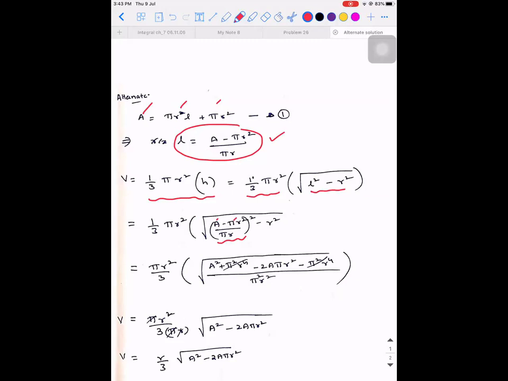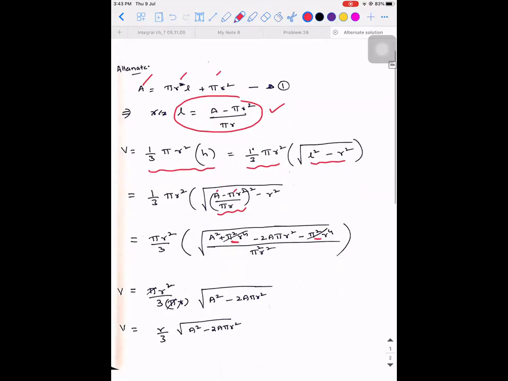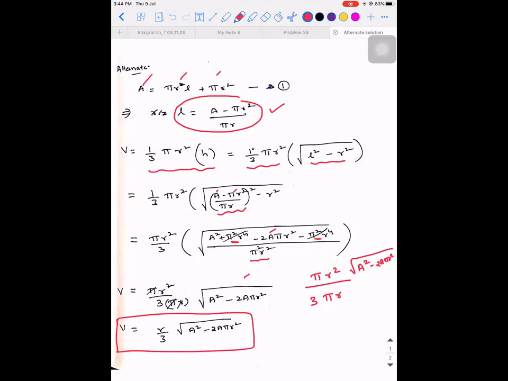So A minus B the whole square formula. Then I took LCM. When I took LCM, pi square r power 4 got cancelled. And in the denominator you have pi square into r square. Is this step clear? This is a very important step. Yes, sir. So pi square r square root is going to come out like this. Pi r square divided by 3 into, I got a pi r outside. So the square root of the thing that was left inside is A square minus 2A pi r square. So this is what I was left with. So V will be equal to r by 3 into root of A square minus 2A into pi r square, where volume is a function of radius.